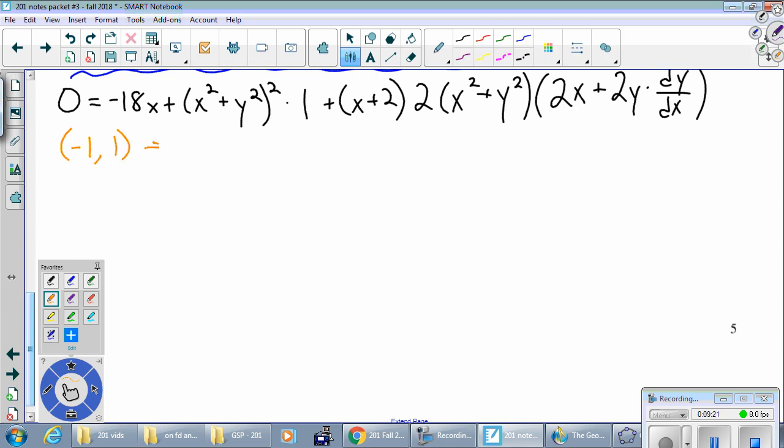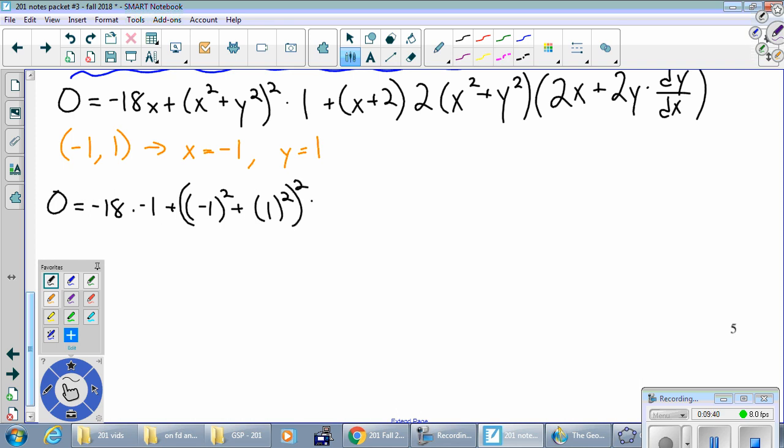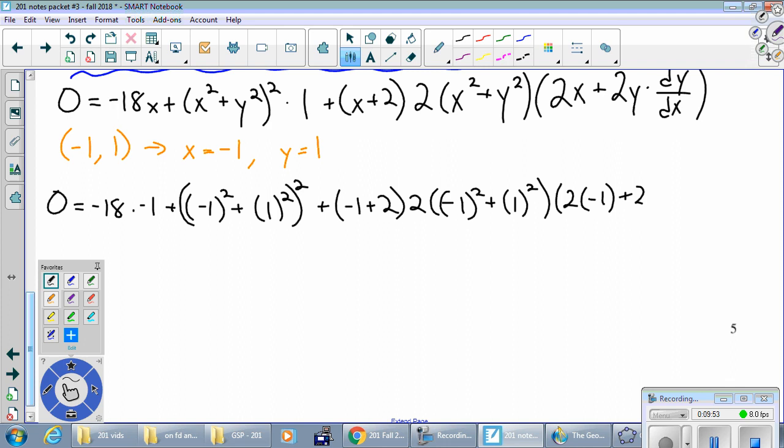Negative 1, 1 means x is negative 1 and y is 1. So we're just going to do a whole ton of substituting here. Rewrite that black equation with lots of numbers in it. So negative 18 times negative 1 plus negative 1 squared plus 1 squared, the times 1, no need to write that, plus negative 1 plus 2 times 2, negative 1 squared plus 1 squared times 2 times negative 1 plus 2 times 1 times dy dx. And the goal is to get dy dx by itself.